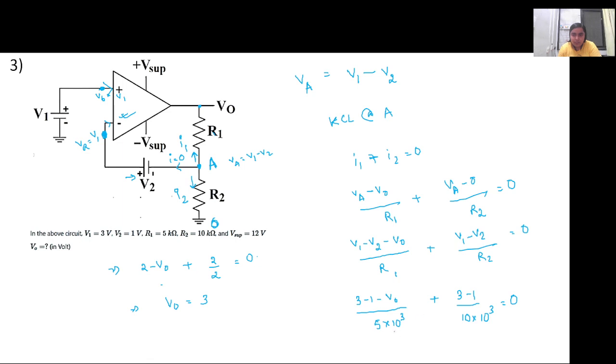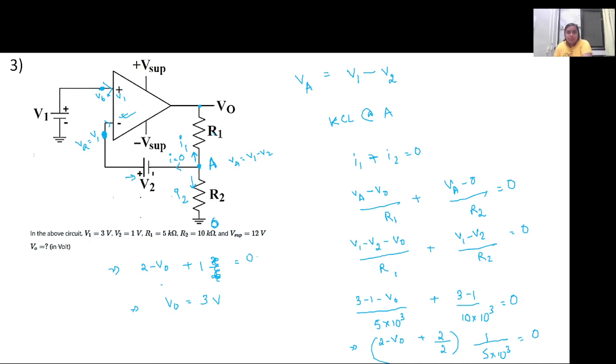So from here I'm taking 5 into 10 cube common. So it will be 2 minus V0 plus 3 minus 1 is 2, by 2 into 1 by 5 into 10 cube. So I'm equating this to 0. So now this comes out to be 1. So V0 is 3 volt, right? Yes, ma'am.